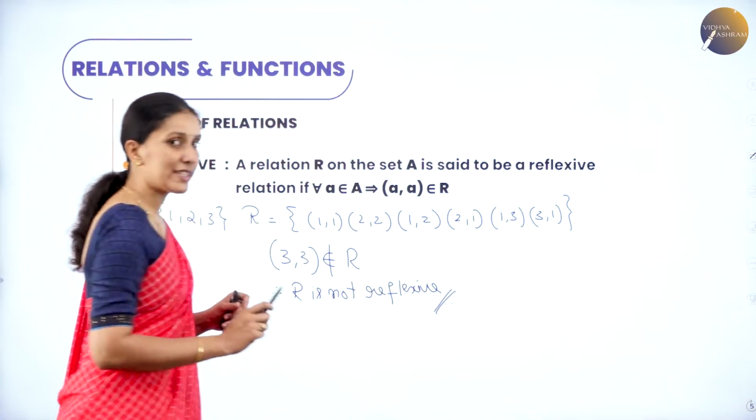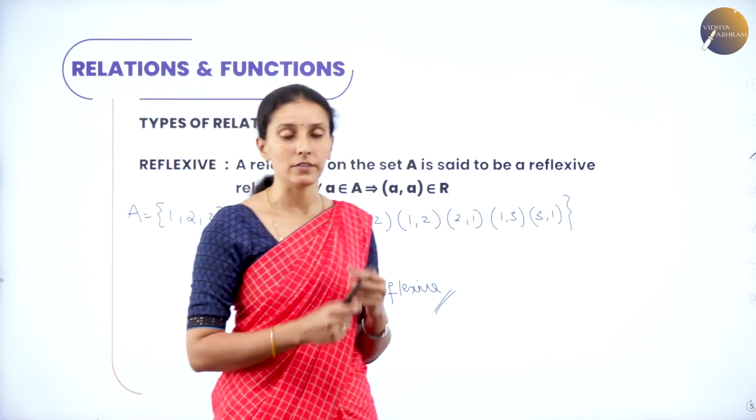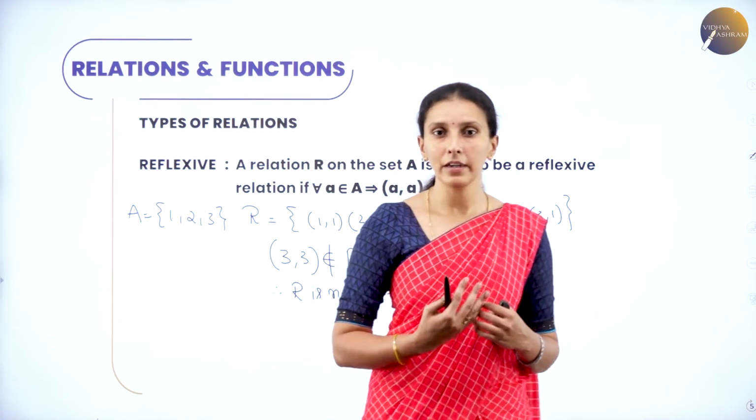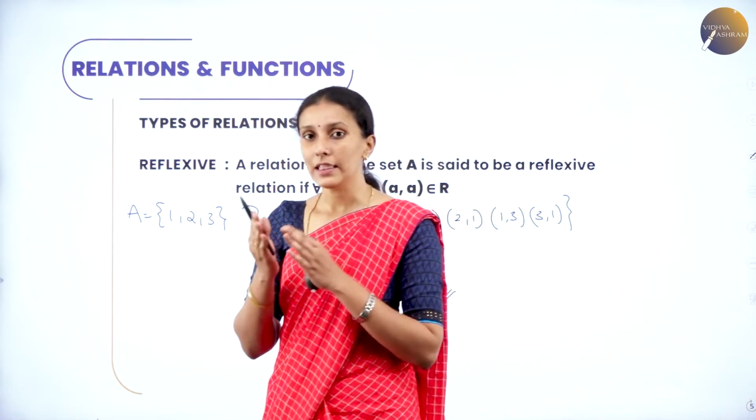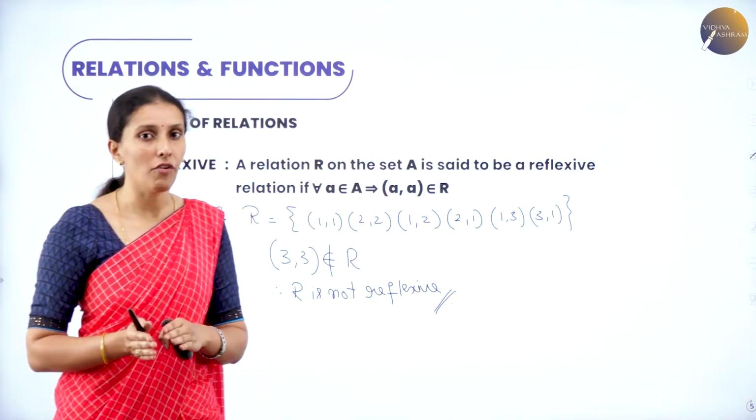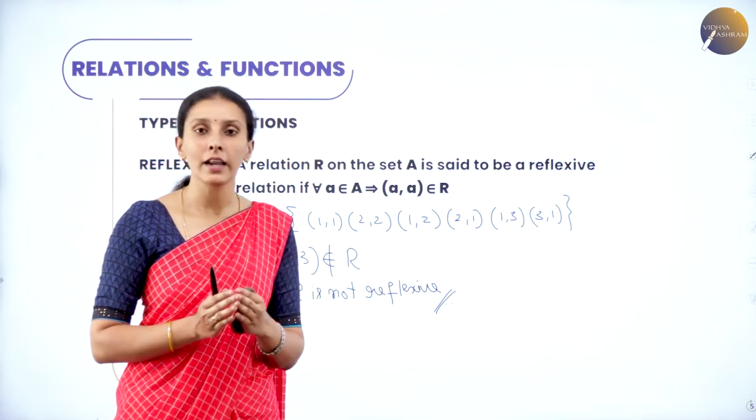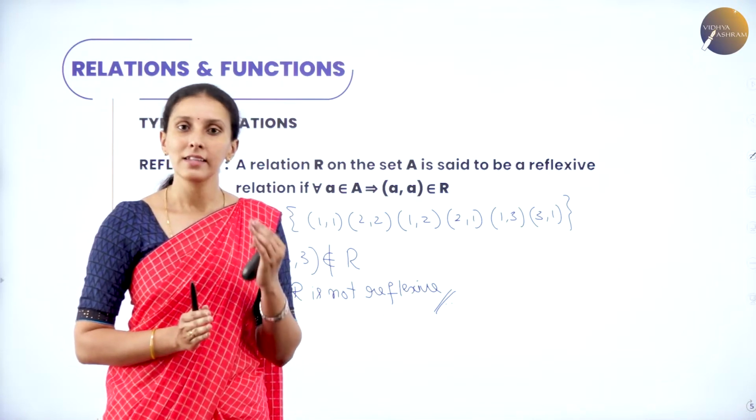So, this is how we study the relation on reflexive. That is, whenever any element belongs to the set A, then there should exist an element in the form of (A, A) in the set R. Then only we say that R is reflexive.